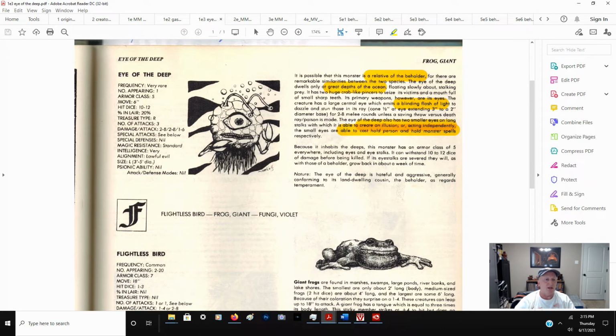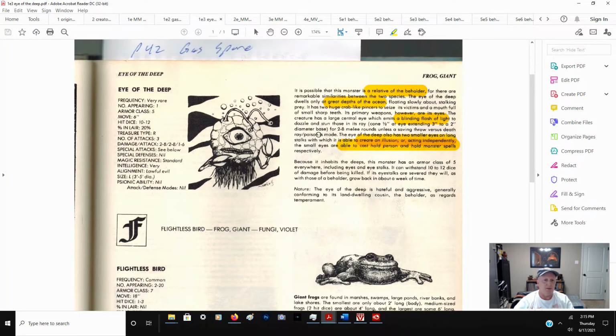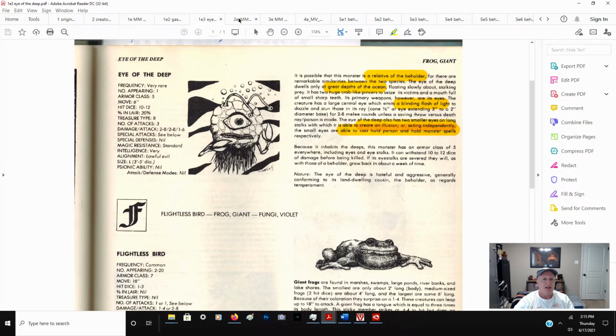And going back to this same book right here too, this is still advanced first edition, Eye of the Deep. This was sort of like a scrawny cousin of the beholder that was far weaker and lived in the ocean. So here they even tell you they believe it's a relative of the beholder. Lives at great depths. It has this blinding, flashing light that can dazzle and stun enemies and such around it. But it can use these 2 little eye stalks to create an illusion, or they could act independently to cast Hold Person or Hold Monster.